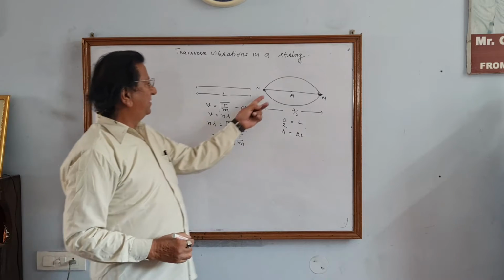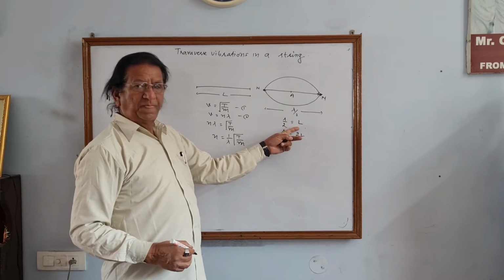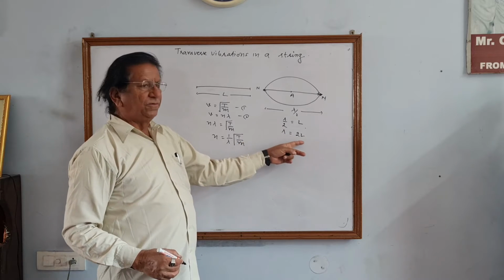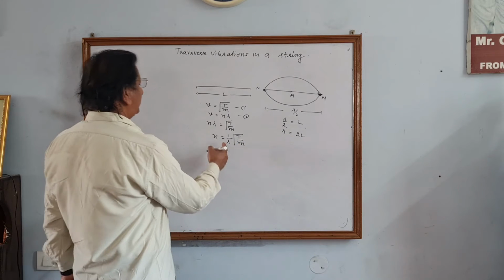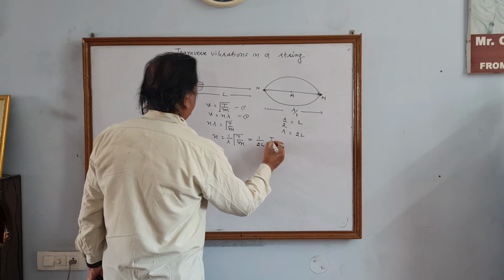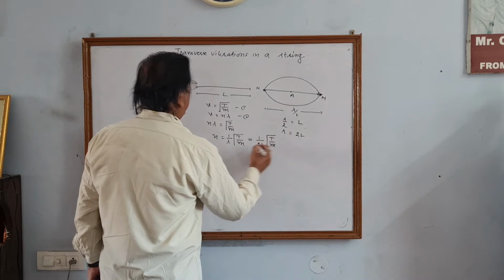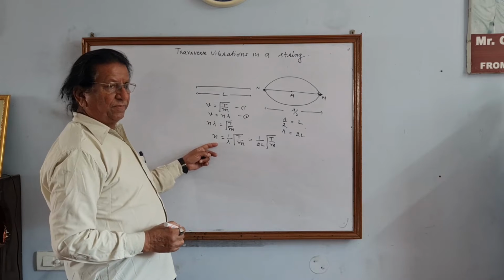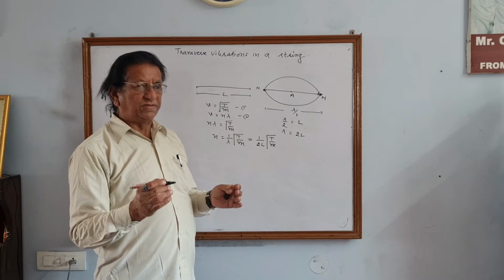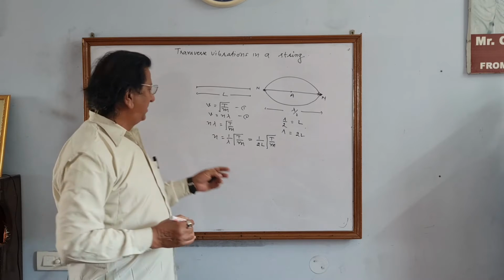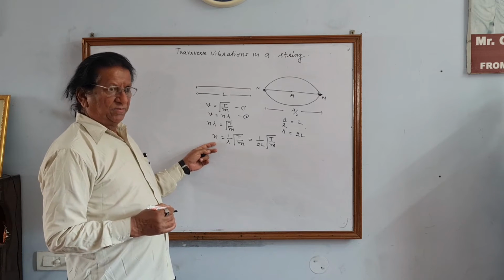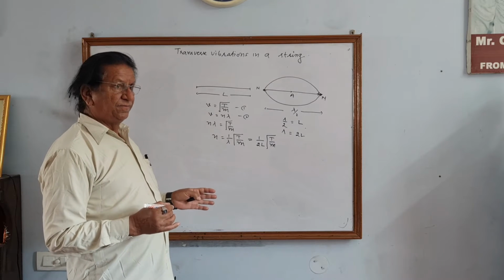And when string is made to oscillate in one segment only, then you have lambda is equal to 2L. So if you replace this by 2L, then you get the frequency with which this string is made to vibrate in one segment as a whole. This is the minimum frequency with which a string can be made to oscillate when both ends are fixed.